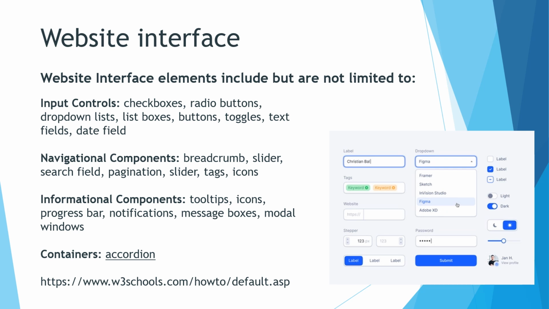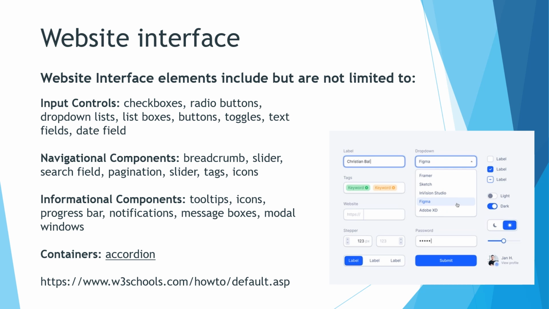Now, website interface elements, there's so many different things that we can put on our website, but these are just a few of the ones that we would find on the website. Of course, this is not our limitation, but one is input controls. So if you've got a form or something like that, this would be your check boxes, your radio buttons, your drop down list, your list boxes, buttons, and so on and so forth.